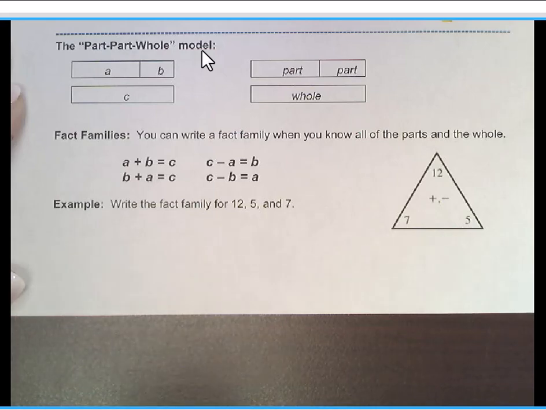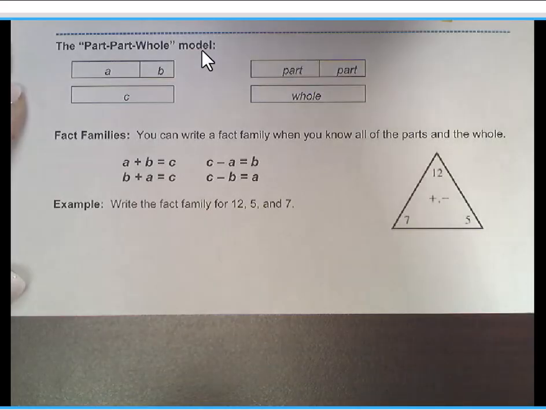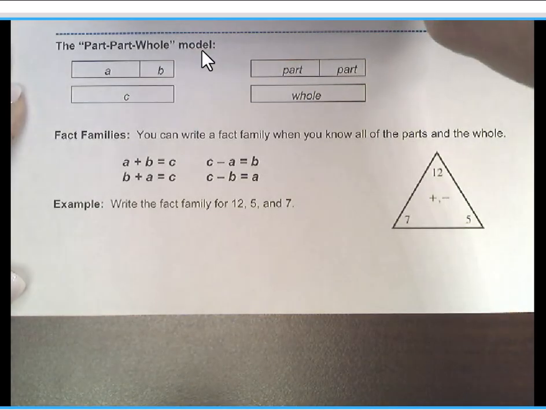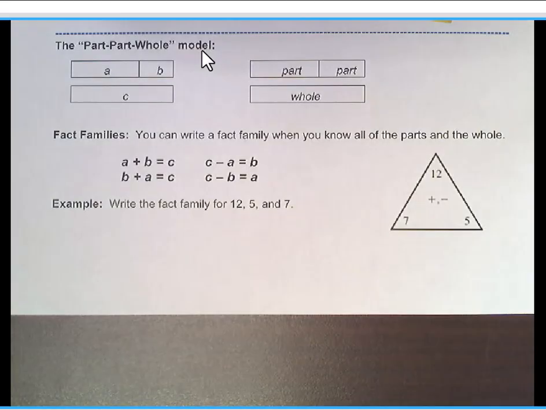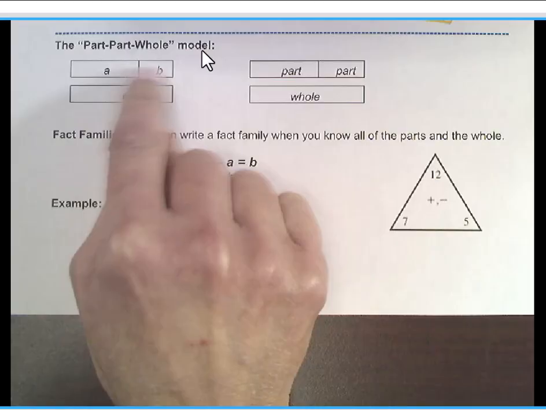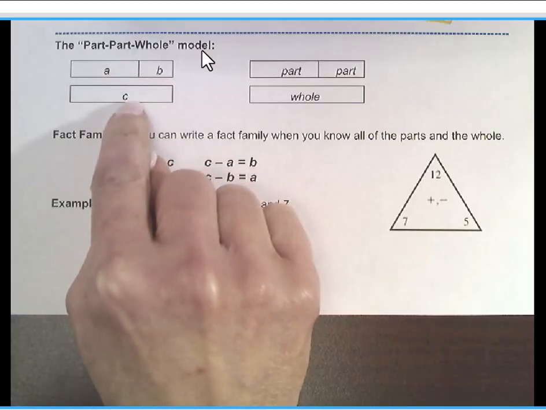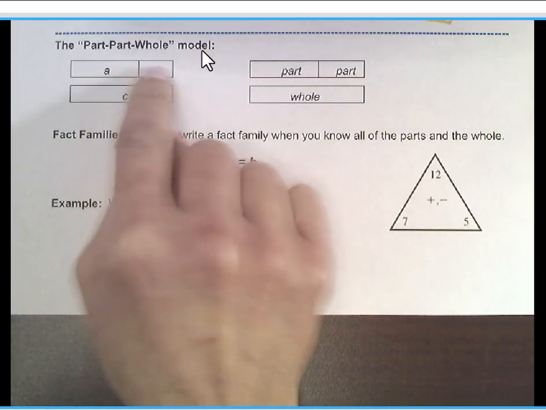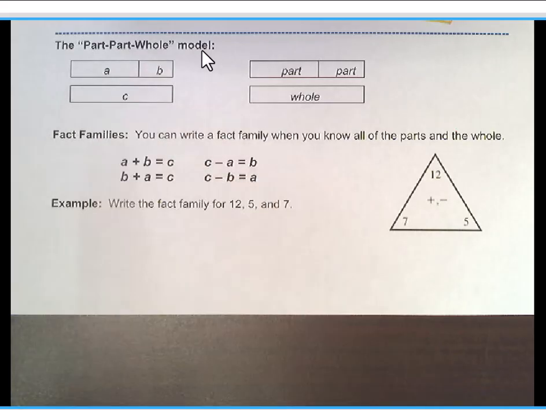Once we start talking about adding and subtracting, then we can start talking about the part-part-whole model. And so the part-part-whole model is a good way to show addition and also to show subtraction. So you can see with the little drawing I have here, if you put A and B together, you have length C. So A and B would be called the parts, and C would be called the whole.